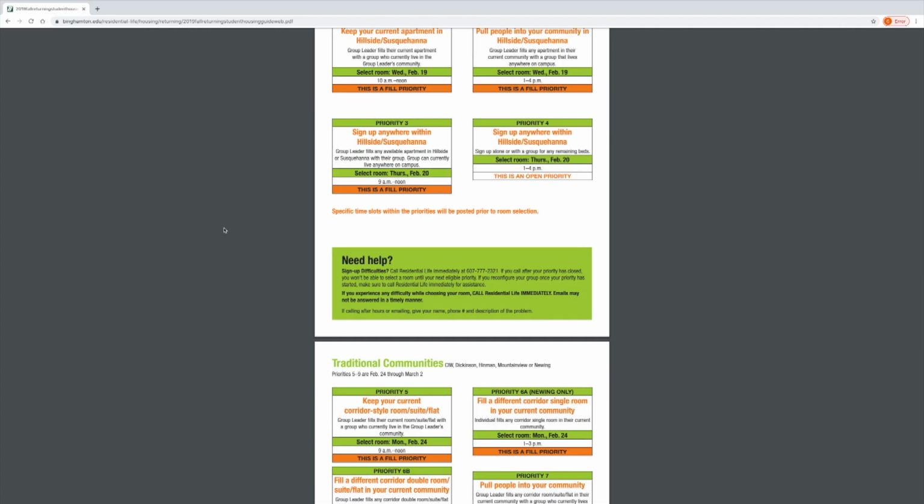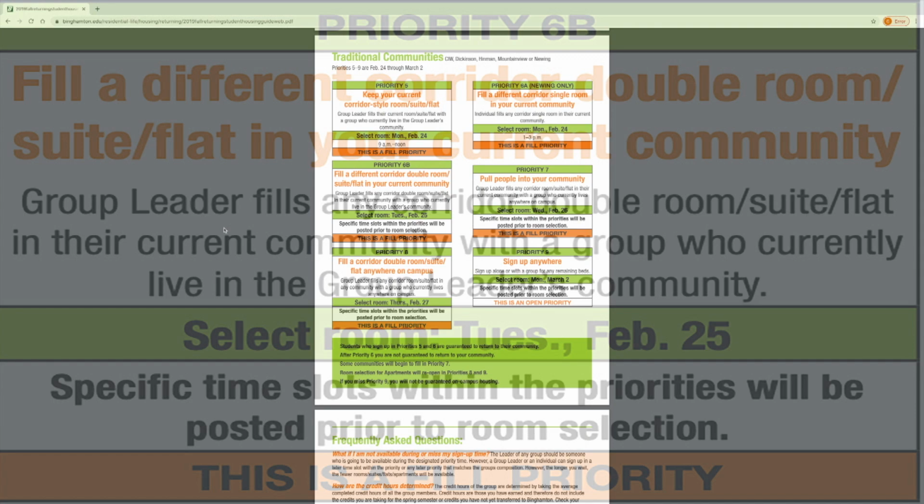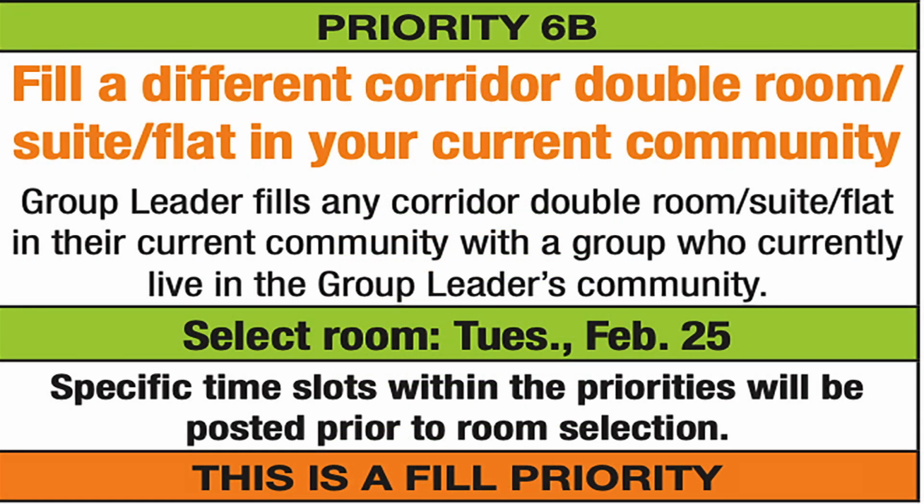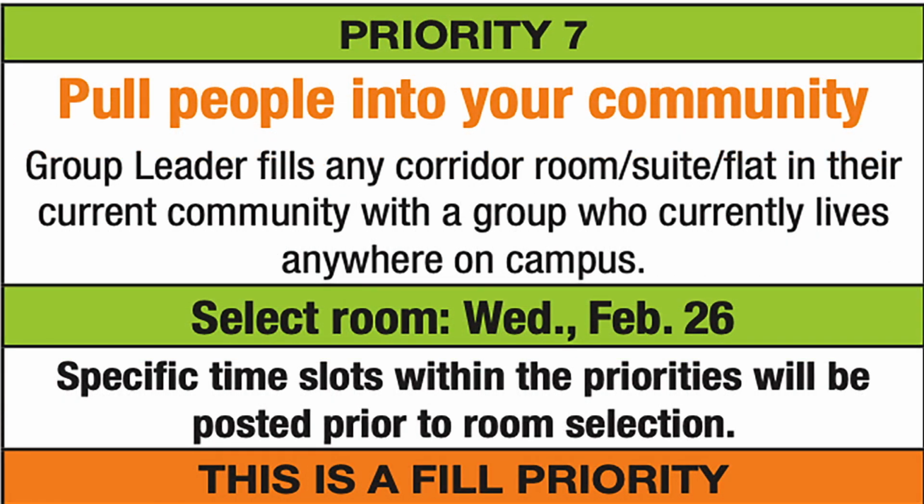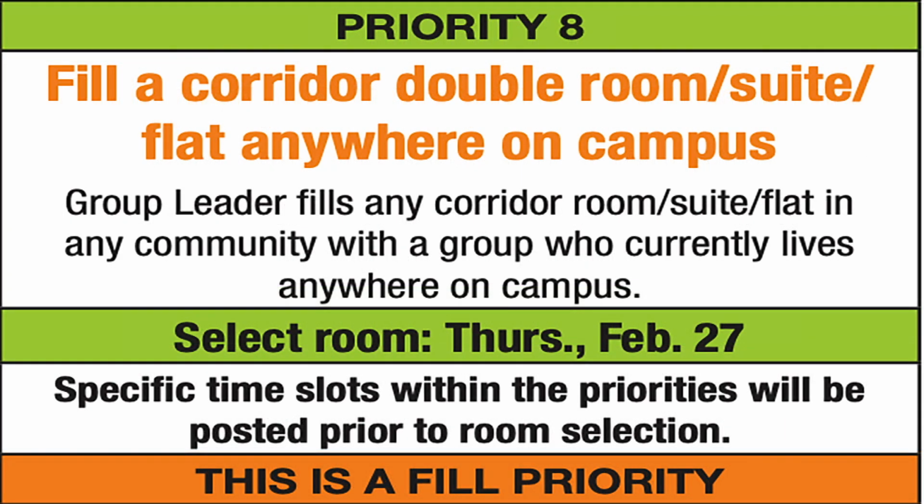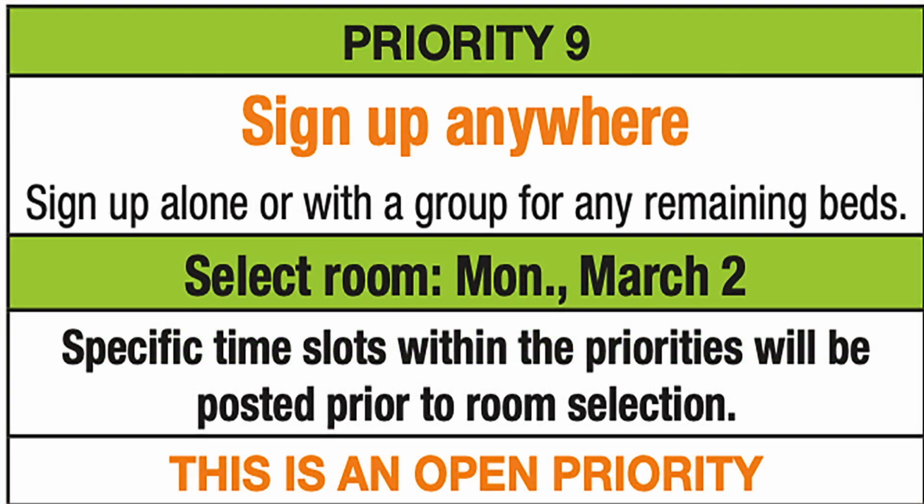If I'm returning to Lower Campus and I'd like to fill a room in my current community with people who already live there, I may be signing up during Priority 6. If I want to pull people in from other communities into a community I currently live in, I'll use Priority 7. If I want to move to a different community and fill a room, suite, or flat with people who live anywhere else on campus, I'd use Priority 8. And if I want to sign up as an individual, I can sign up during Priority 9.